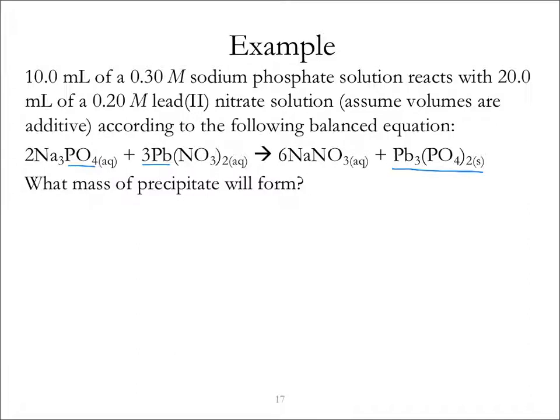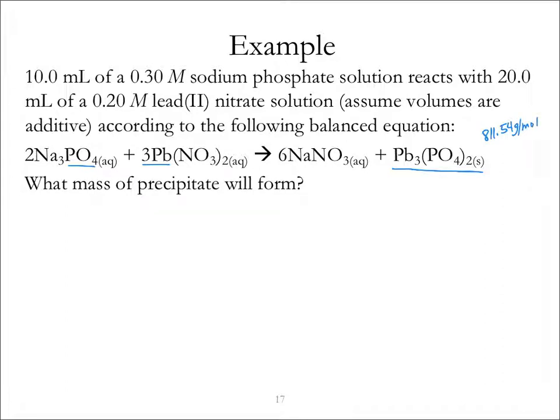So this is a limiting reagent problem because you're given 2 different concentrations and quantities of 2 different solutions. So what we need to do is figure out which reactant was limiting and then from there determine how much of the lead 2 phosphate could actually be produced. I'm going to give you the gram formula mass of the lead 2 phosphate. It's 811.54 grams per mole to speed things up.